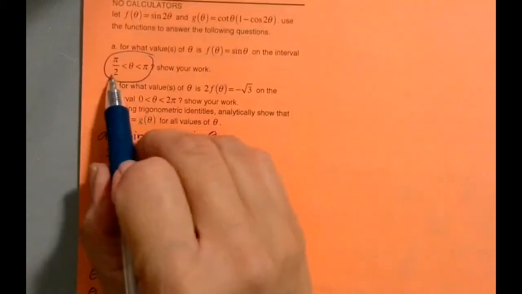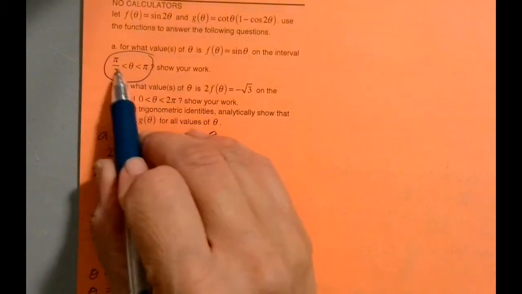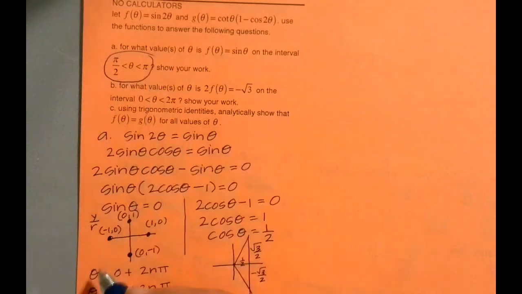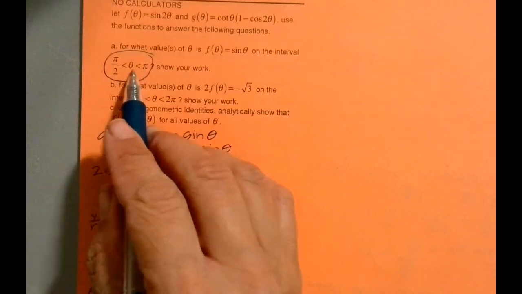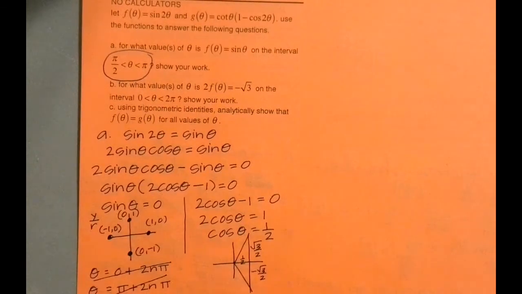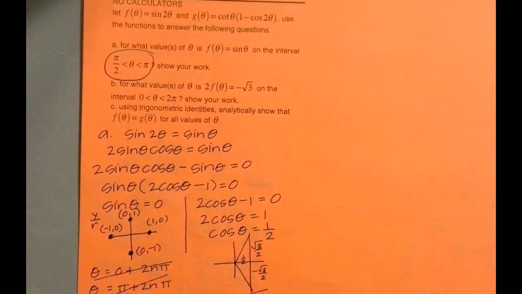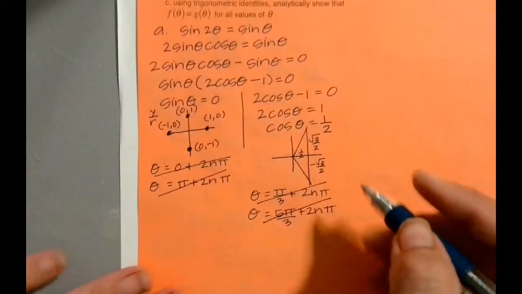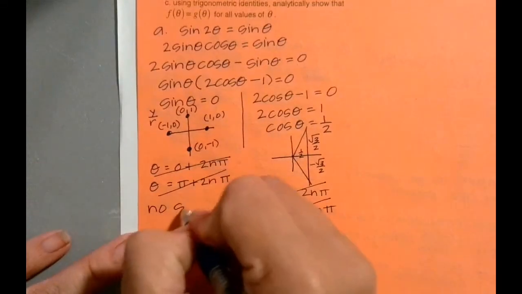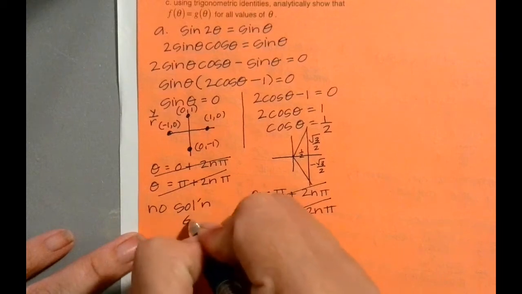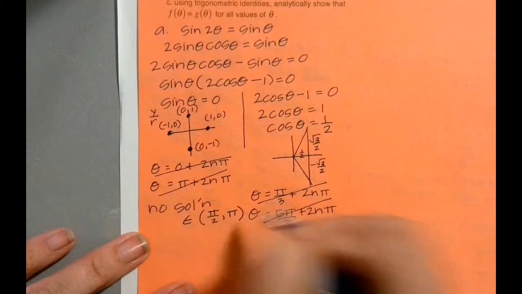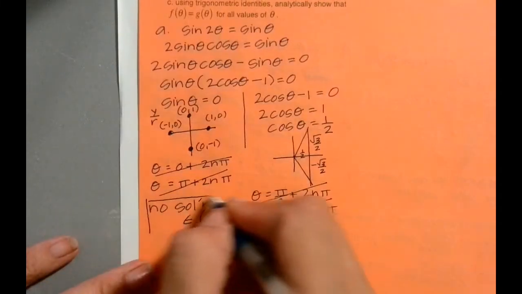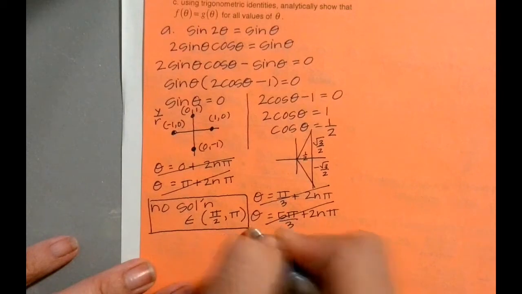So this says to be between pi over 2 and pi, but it doesn't have equal to, so 0's not part of it. Pi looks like it is, but it's not equal to, so that's not a good solution. Pi over 3 is not in quadrant 2, and 5 pi over 3 is not in quadrant 2. So what that means is that there's no solution in the interval from pi over 2 to pi. So those are parentheses because there's no equal to. That's the first part.